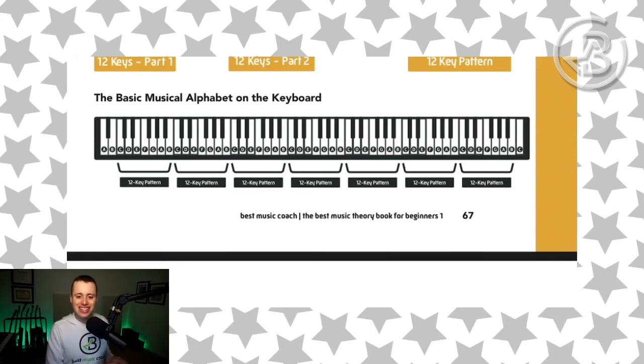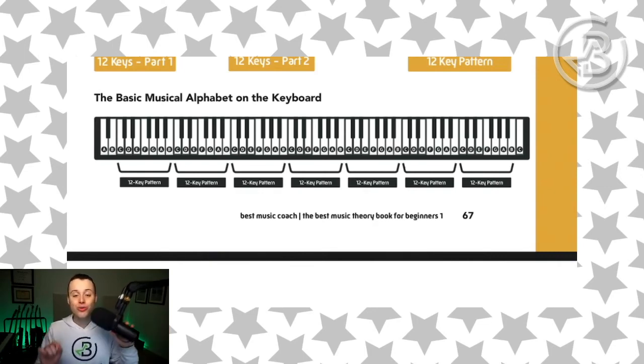The same way we had those ledger lines going from low to high, A, B, C, D, F, G, we can see that the piano is laid out in the same way. We have the basic musical alphabet going from left to right, from low to high, in the same way that the piano keyboard is laid out from left to right, going low to high.